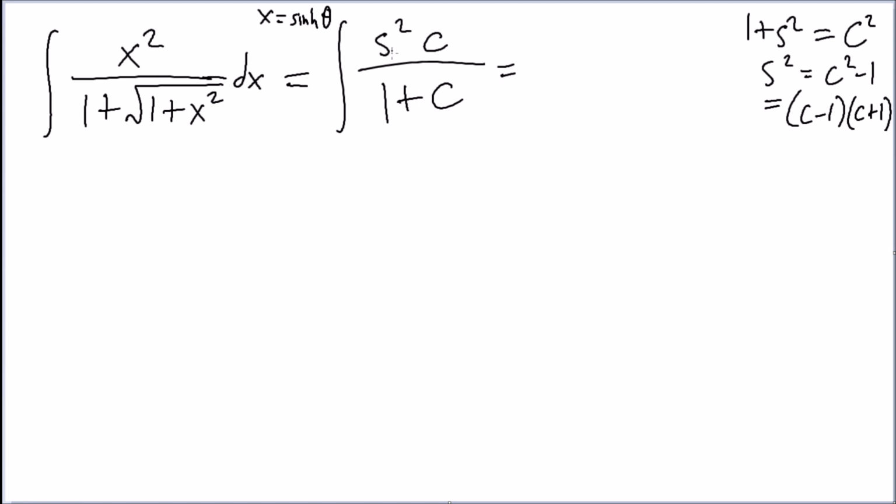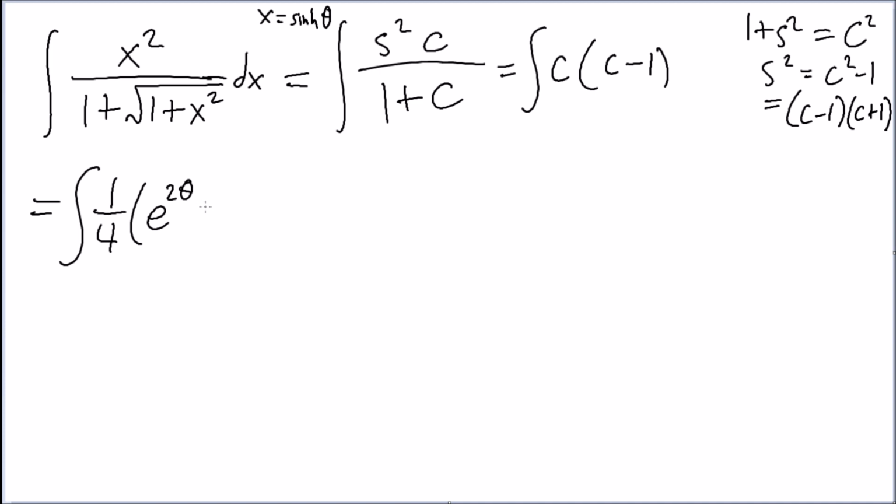So this simplifies to the integral of cosh theta minus 1. Wait a minute, but then we have cosh squared. But that's okay. We know how to deal with that, right? Cosh squared, no problem. Do it exponentially, right? That's 1/4 of e to the 2 theta plus e to the negative 2 theta plus 2, right?